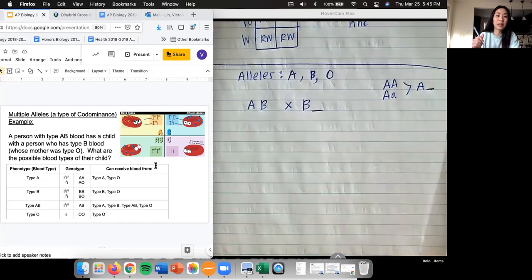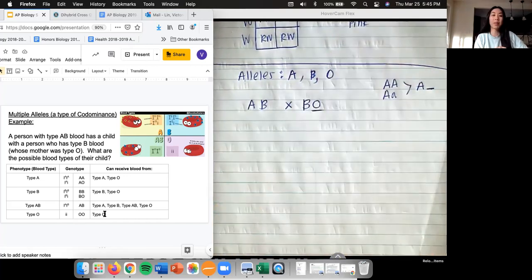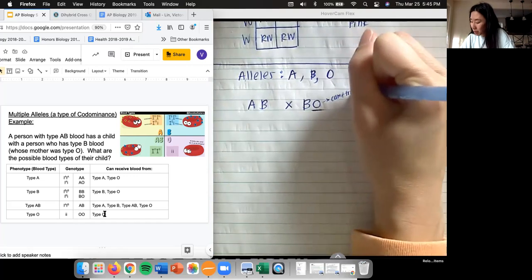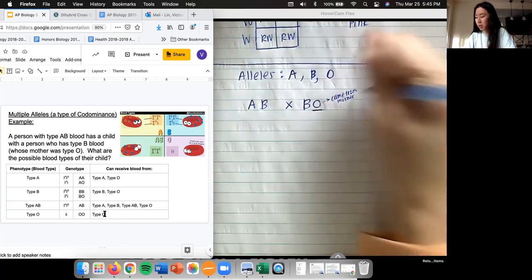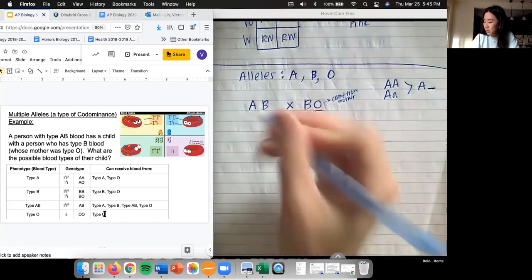The clue is it says that this person, their mom was type O. So if their mom was type O, their mom had to be OO, and they could only pass on an O allele to their child. So this second person is type B, but their genotype is BO because this O came from the mother. Okay, so these are our two parents. Do a Punnett square.